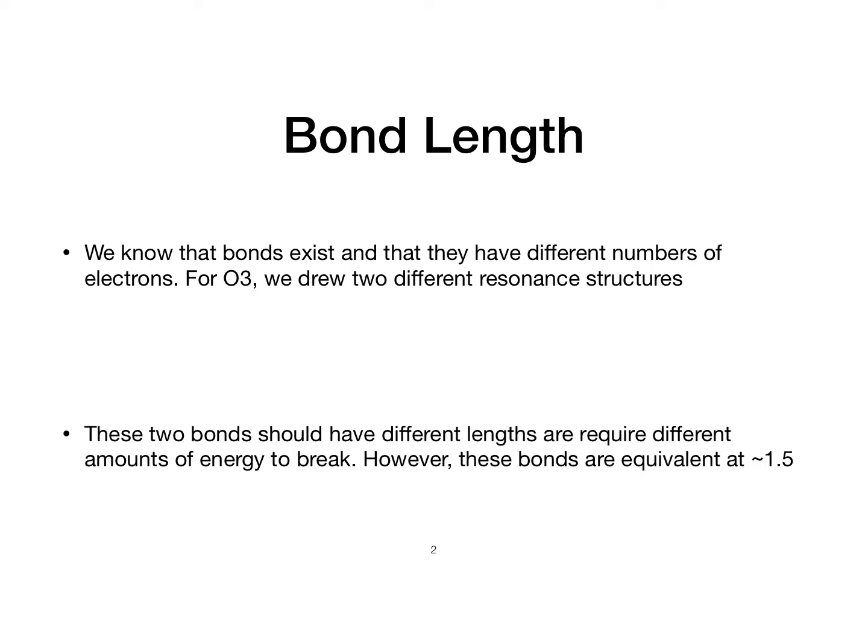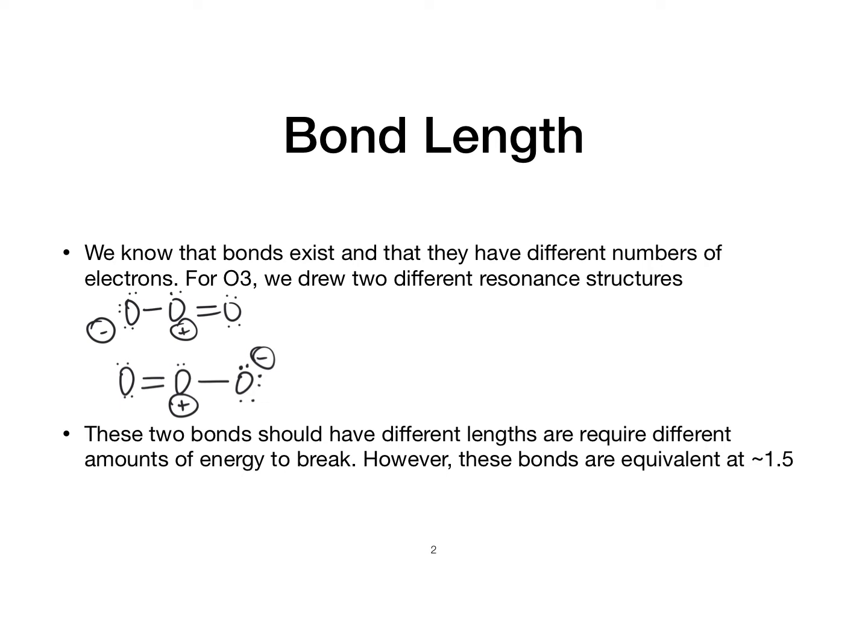If we remember our resonance structures for O3, or ozone, we had these structures where one of the oxygens has a single bond connected with a double bond, and we have a positive charge and a negative charge. We also have an equivalent structure where it looks like this. And so we have these two structures.